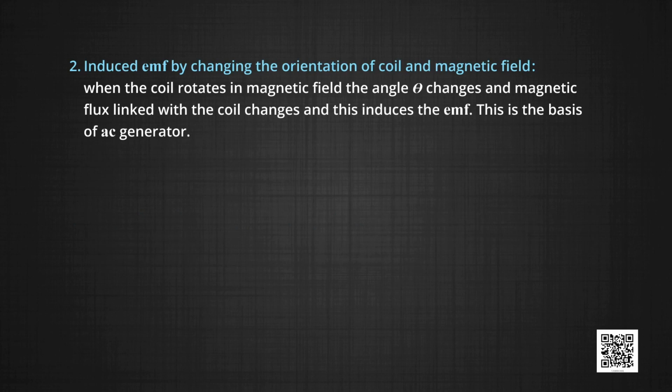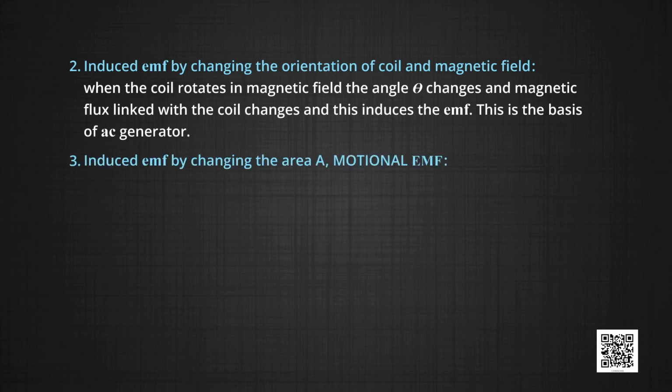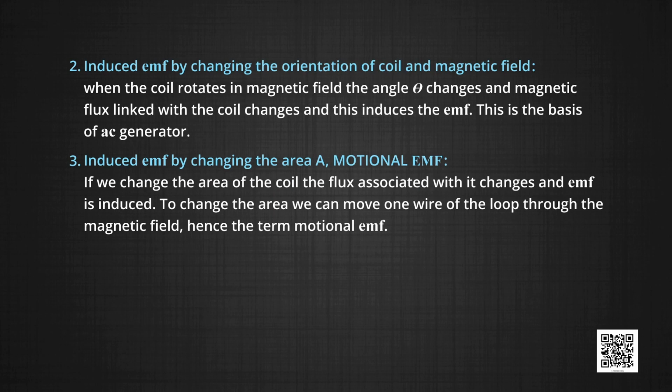Induced EMF by changing the orientation of coil and magnetic field. When the coil rotates in the magnetic field, the angle theta changes. The magnetic flux linked with the coil changes and this induces the EMF. This is the basis of the AC generator. Induced EMF by changing the area A, that is the motional EMF. If we change the area of the coil, the flux associated with it changes and EMF is induced.